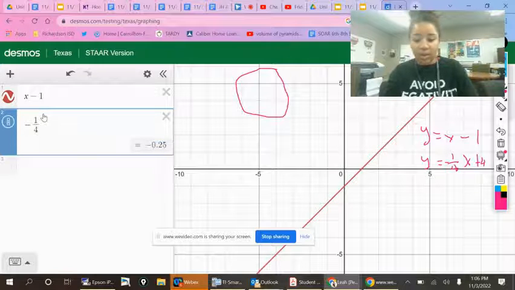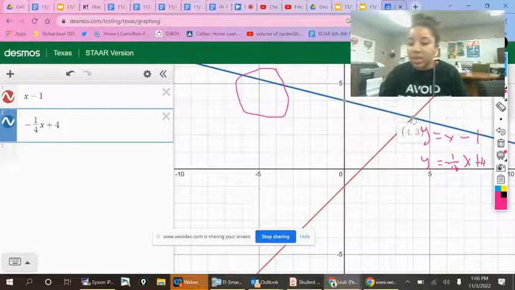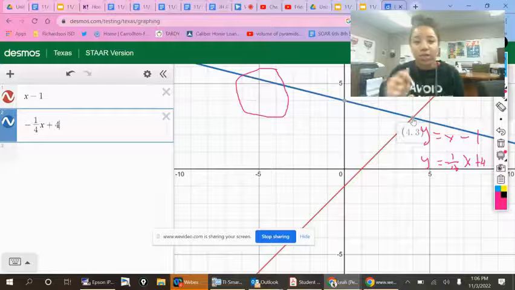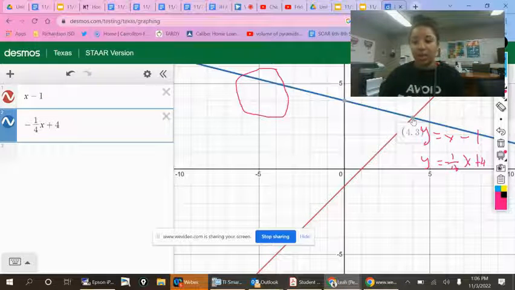Negative 1/4 x plus 4. And then this is really easy. You could just do that and you get the point of intersection right there. You don't have to adjust the window. You don't have to do second trace. You can just type them in and then point to the dot.